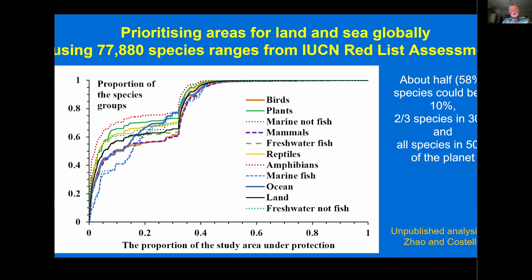The other important thing in this type of analysis is that the first 10% of the ocean, which is the bottom axis, or of the land, could include about half of all species. So it's actually this first 10% that's the most important. So maybe we should be focusing on the really optimal best 10% of the planet to protect, because that will capture most species. And then we can look at other areas which might have more mixed management.